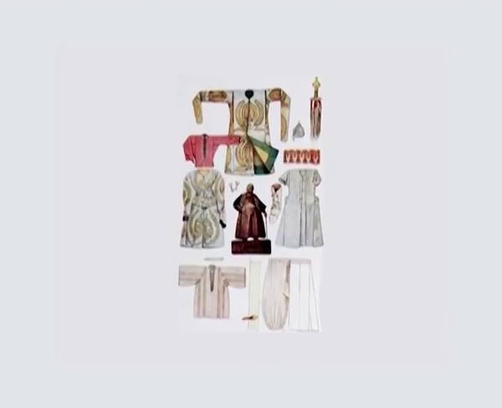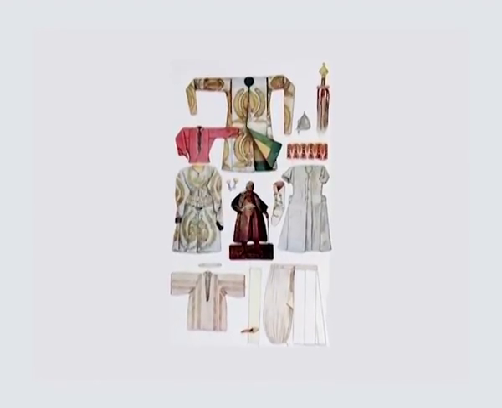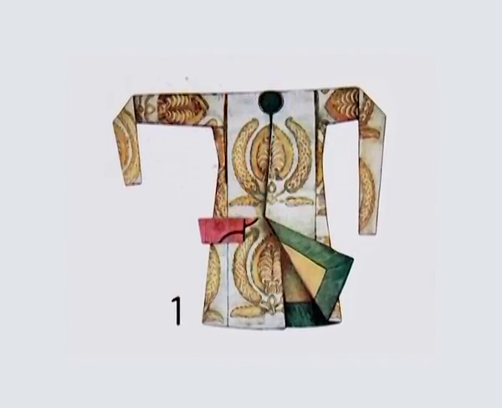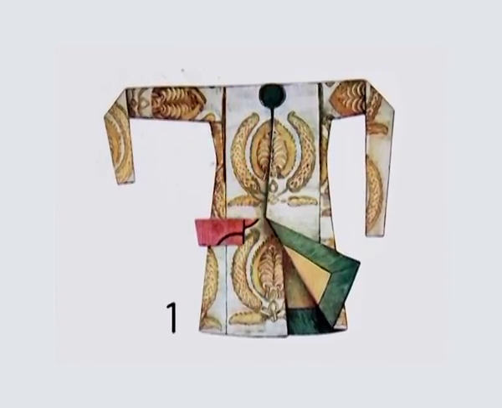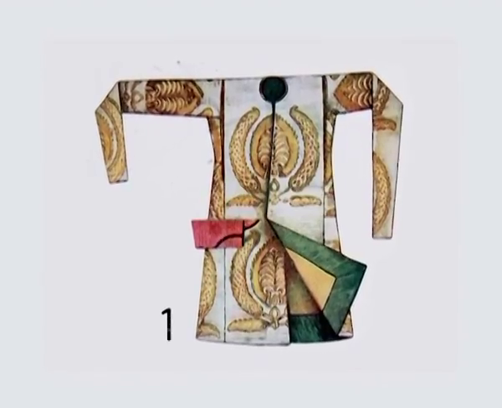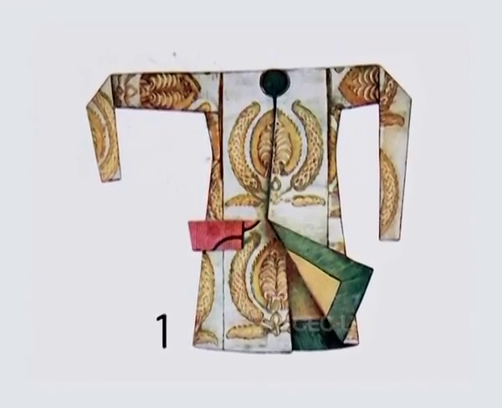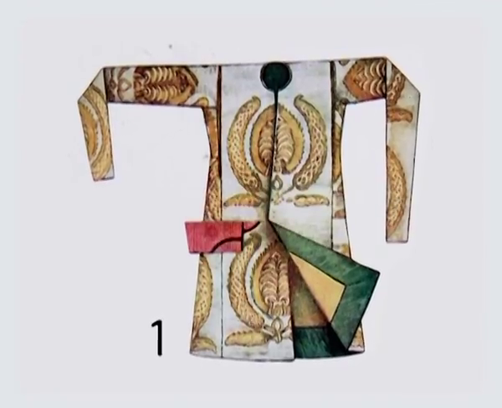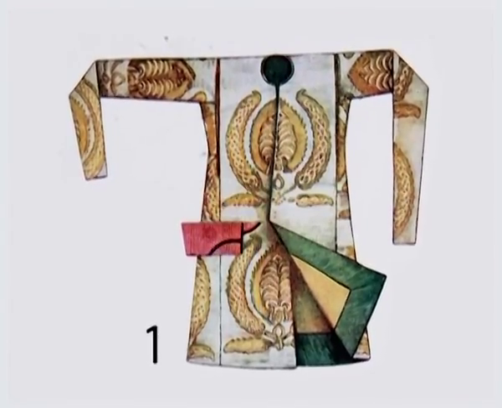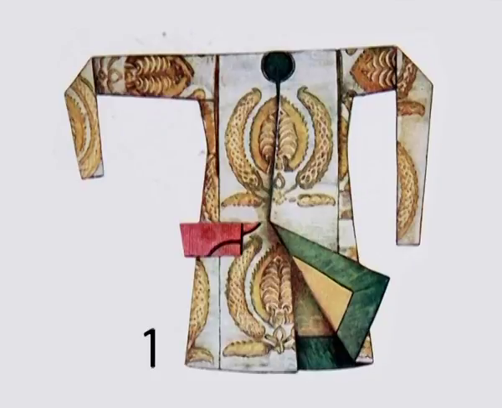Now, here we have a picture of Turkish costumes. Number 1 is an old ceremonial coat, one of the typical garments worn by the Sultan and men of rank from the 16th to the 19th century. The long hanging sleeves show the Asiatic origin of this type of garment.